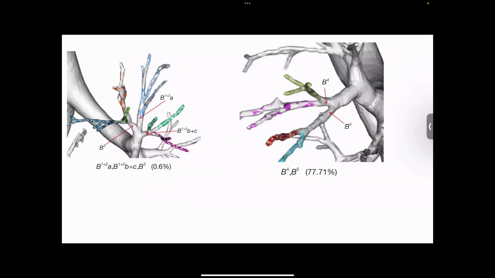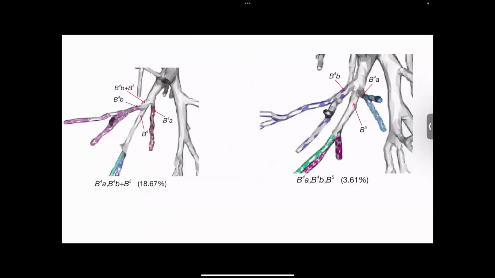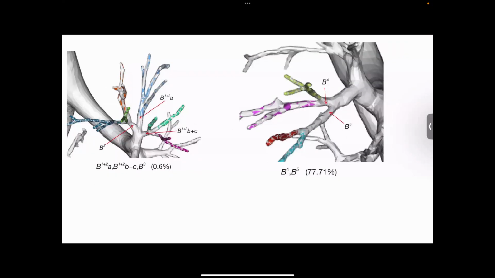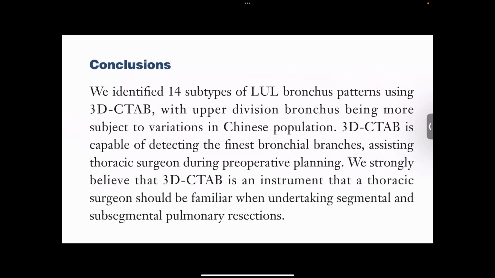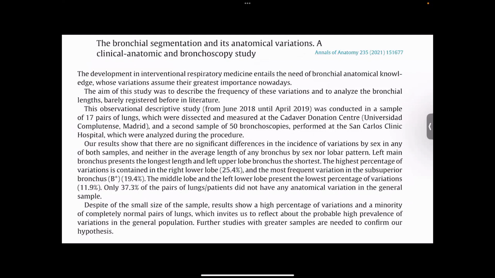So various variations may exist as shown in this picture. According to them, this B4, B5 only entity will happen in 77.4% of the cases. There are various variations as shown in this picture. So they concluded that various variations usually happen in the left upper lobe of the lung.